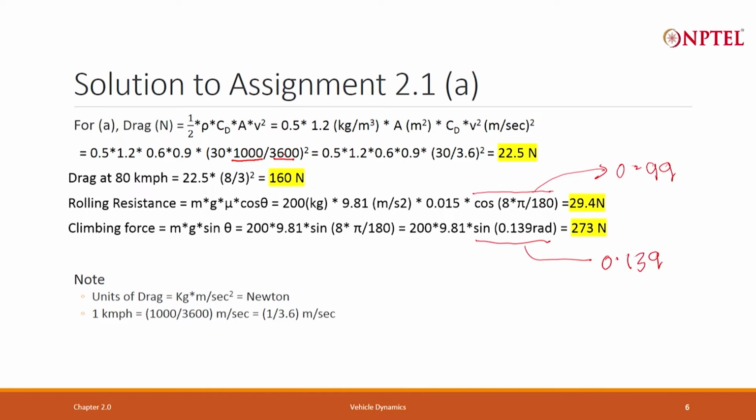At 80 kilometer per hour, the rest of the expression will remain the same: rho, C D, A do not change. Only the velocity changes from 30 to 80. So what have I done? I have taken 8 by 3 whole square, and 8 by 3 whole square is 64 by 9, which is approximately 7 times. I multiply 22.5 by approximately 7 times, and I get 160 Newton.